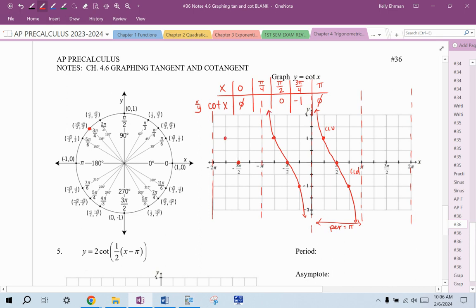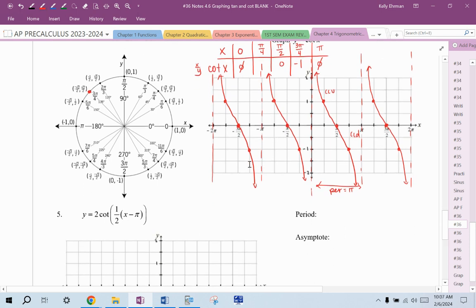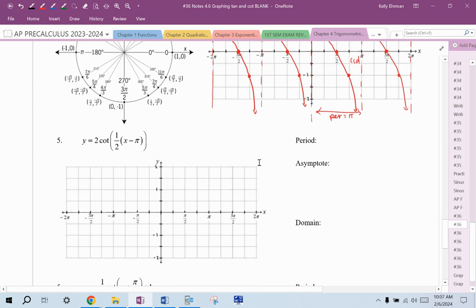Center, to the left, you're going up, to the right, you're going down. It's kind of just something to memorize, just like we did with sine and cosine. We memorized those shapes. That makes the graphing a lot easier so that you don't have to puzzle through a chart and try to remember which points land where.